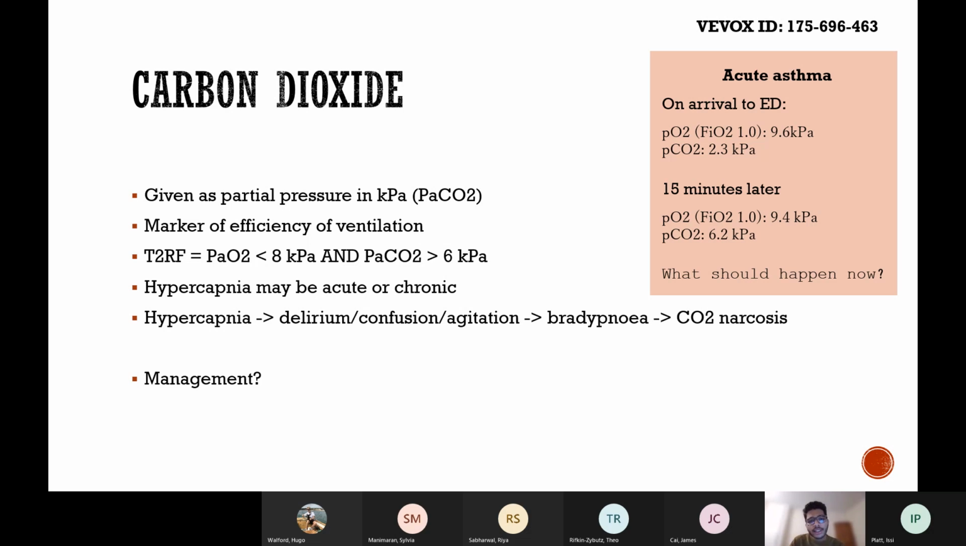Now, I just want to draw your attention to the box on the top right. Can anybody tell me what's happening here? So on arrival to ED, this person's had an ABG done. They're having an asthma attack, and 15 minutes later, they have another ABG done. So could one of you three tell me a bit about what you think might be happening? And if not, just describe what's going on. And feel free to unmute if it's quicker for you than typing.